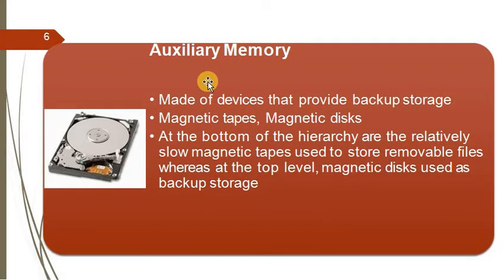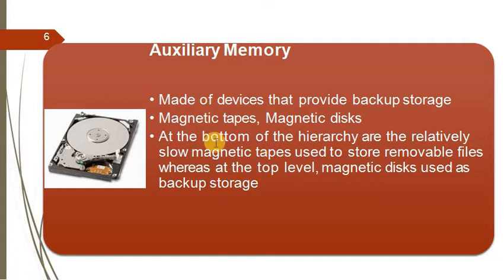We will see auxiliary memory first, then we will go to RAM and ROM. Auxiliary memory is made up of devices that provide backup storage. In the second slide itself I said it is for backup storage. Examples are magnetic tapes and magnetic disks. At the bottom of the hierarchy are the relatively slow magnetic tapes used to store removable files, whereas at the top level magnetic disks are used as backup storage.